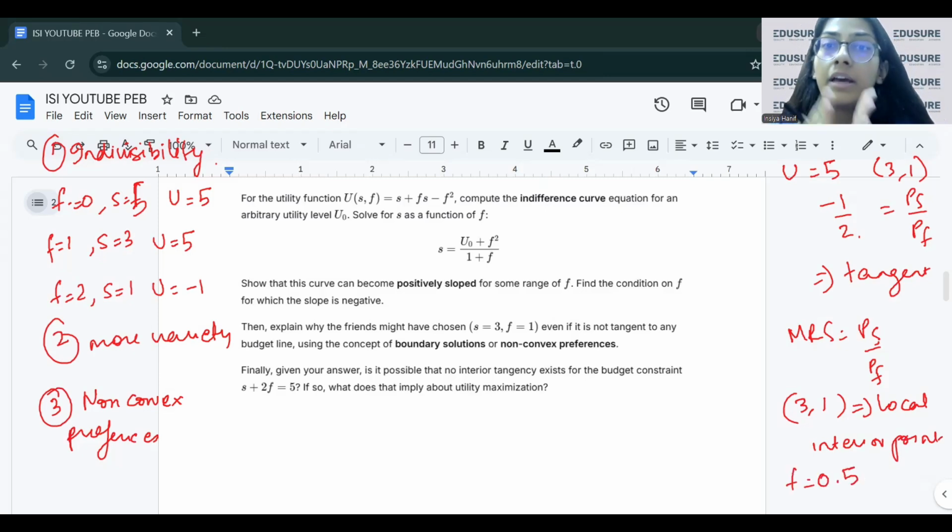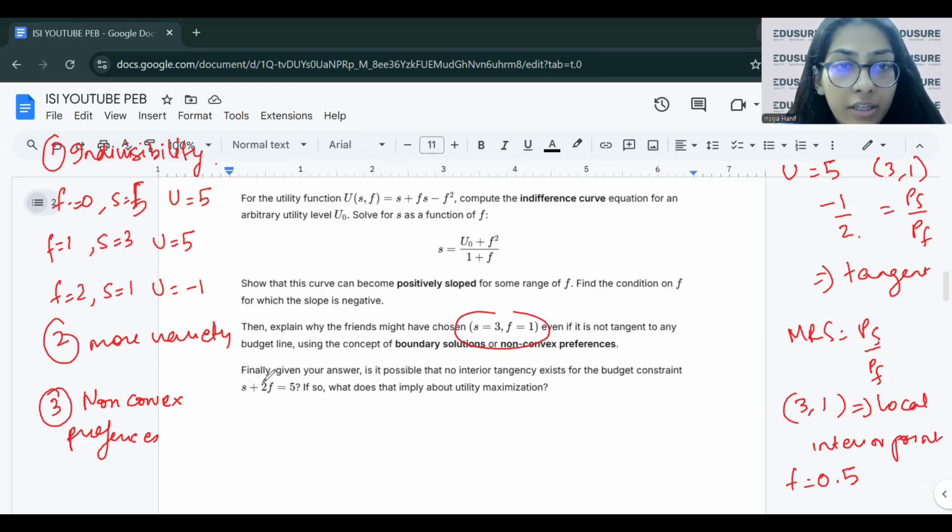Okay? Now if f is constrained to integers, then 3,1 will become a candidate. But it is not explicitly mentioned here, so we have to give all the possible points. Okay, so these three can be the reasons why the friends chose this and not the other bundle that would maximize utility.